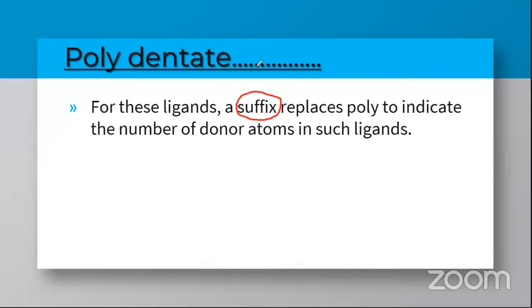Yes, Joshua? A suffix is like a common group of letters or a common word that is on every word. Okay, thank you. Another person? We have a suffix and I think a prefix, something like that.